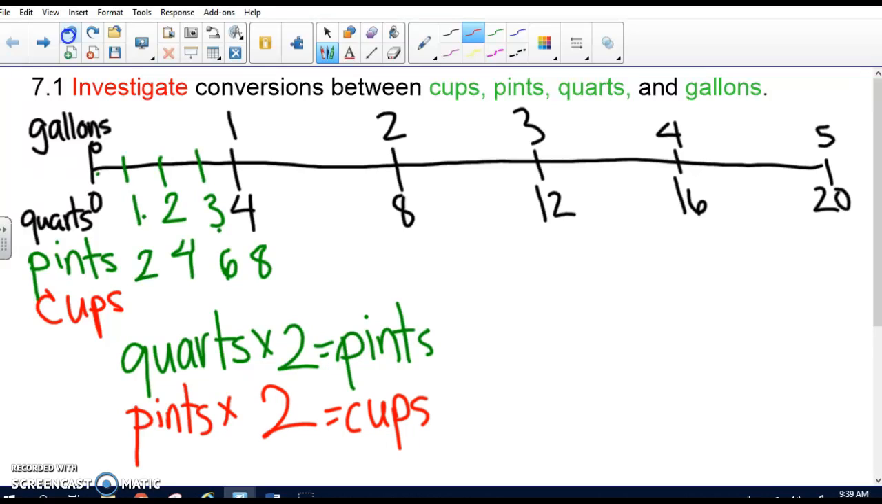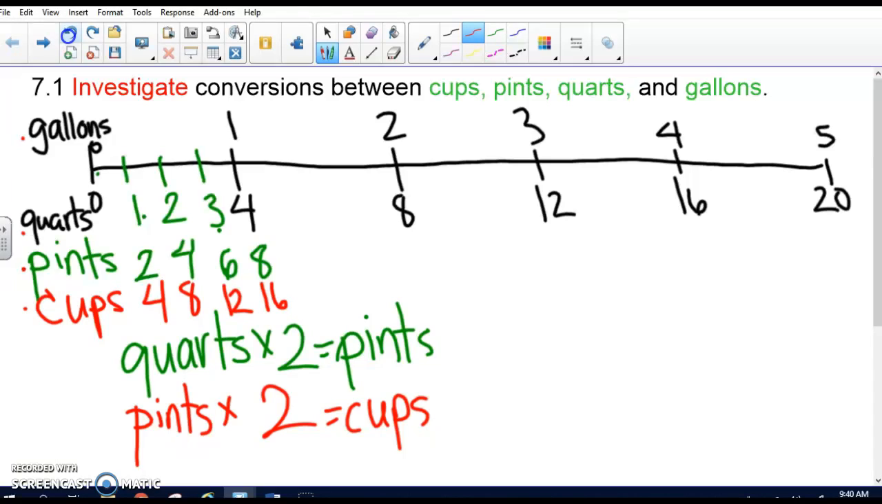So if I'm looking at 2 pints, how many cups is that? 4 cups. If I'm looking at 4 pints, how many cups is that? 8. If I'm looking at 6 pints, how many cups is that? 12. If I'm looking at 8 pints, how many cups is that? Since I've done the conversions now, I have this nice map here. I've gone from gallons, quarts to pints to cups. How many cups are in 1 gallon? 16 cups in 1 gallon, okay?